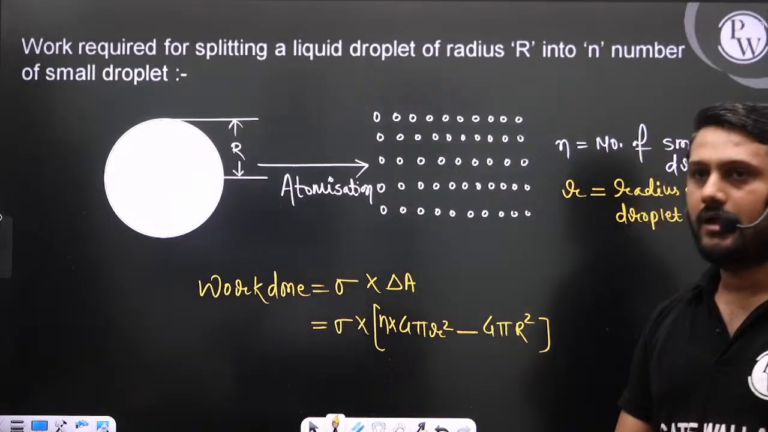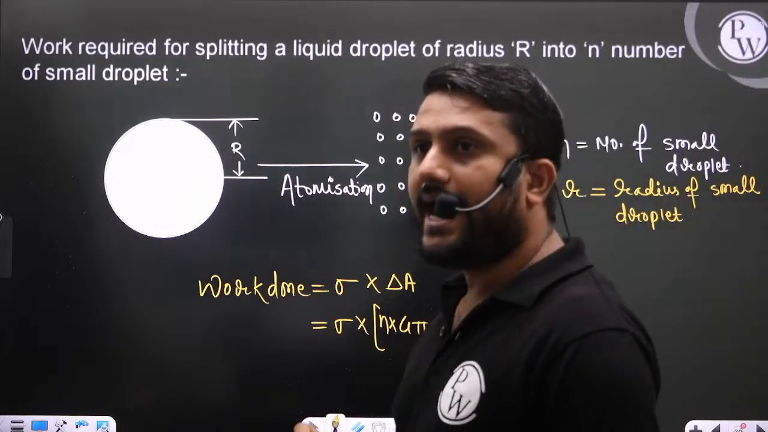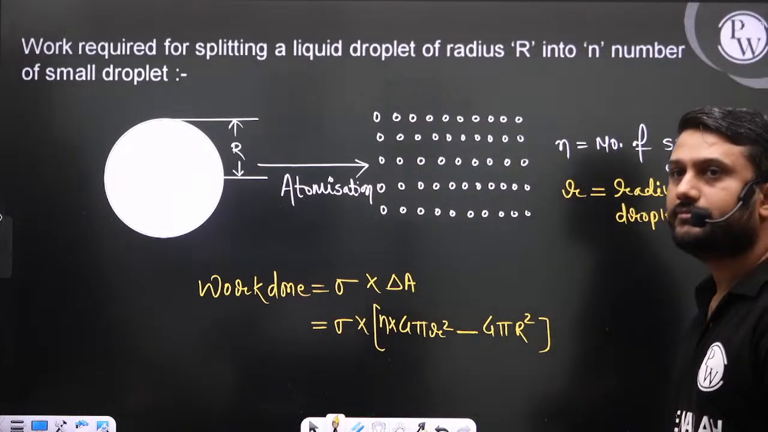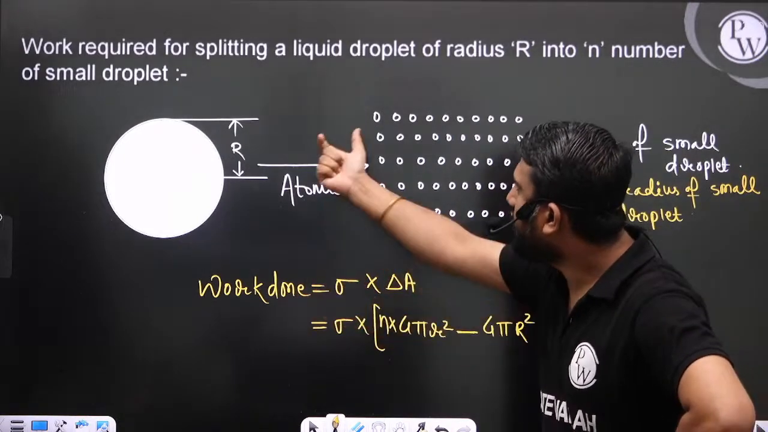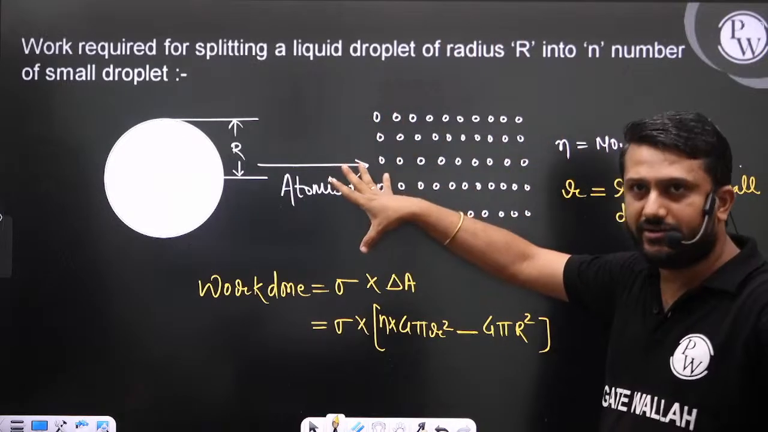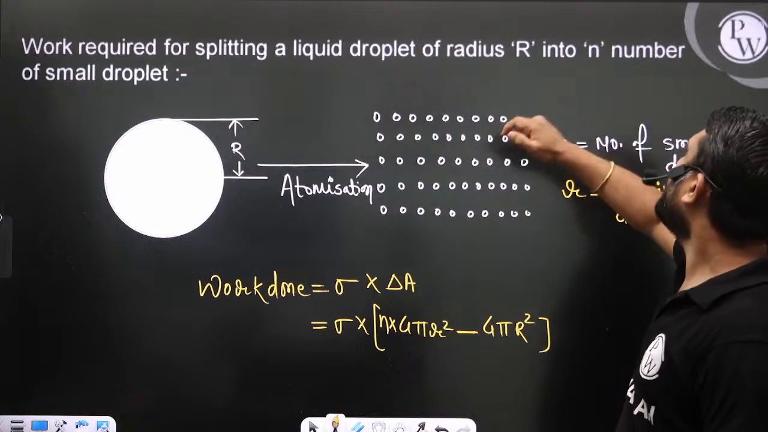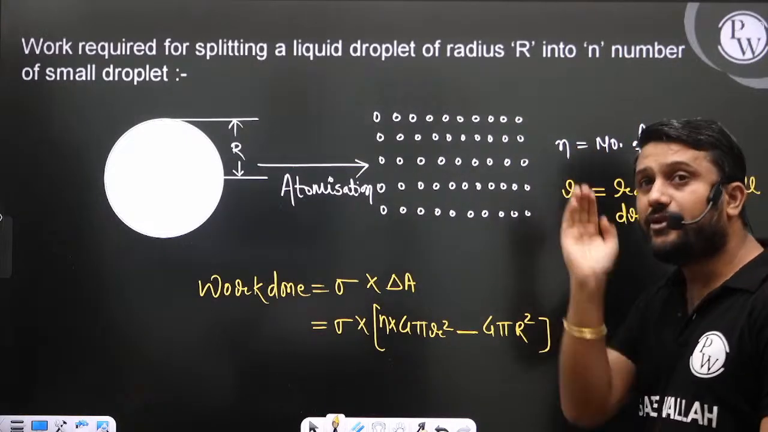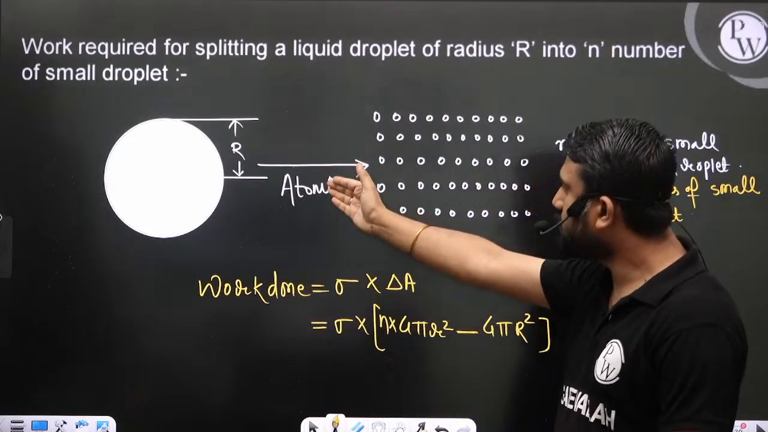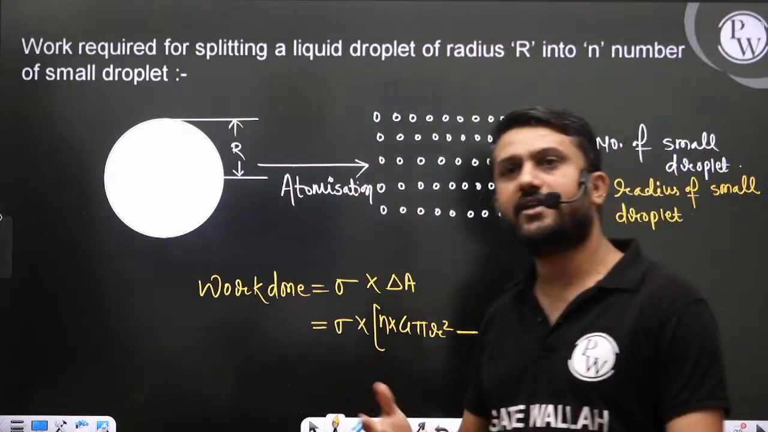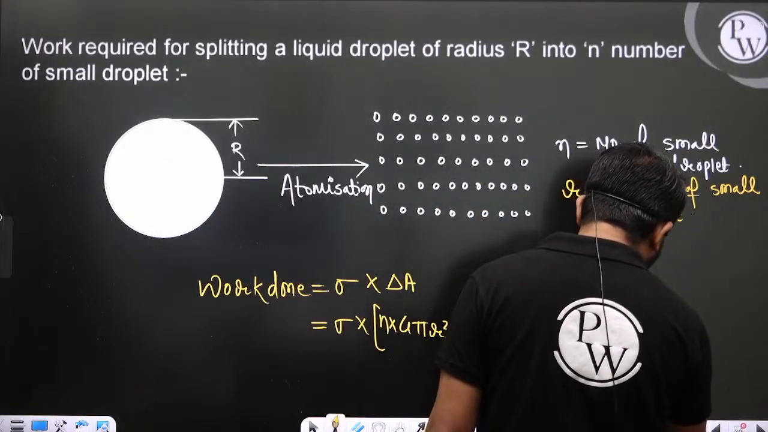Fine. Now, can you find out the work done which is required for this process in terms of the given parameters? And what are the given parameters? The given parameters are capital R and the number of small droplets, n. Yes, we can find this out. So for this, let us consider this as equation number 1.